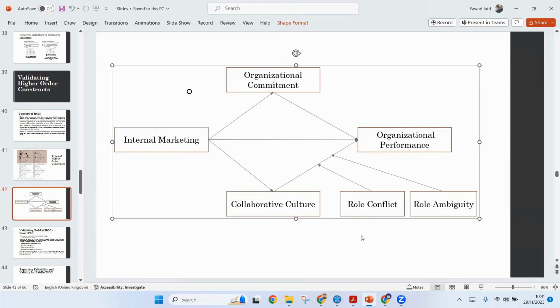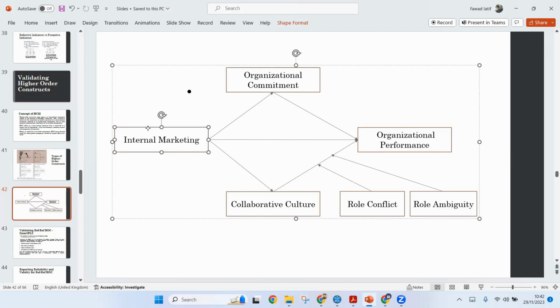Now, the data that I've collected is based on existing scales. Organizational commitment is a single dimensional scale with 4 or 5 items. Collaborative culture is again a single dimensional scale with 6 or 7 items. Organizational performance, again a single dimensional scale with 5 items. Role conflict and role ambiguity are both single dimensional scales with 3, 4, 6 or whatever number of items. But internal marketing here is a higher order construct.